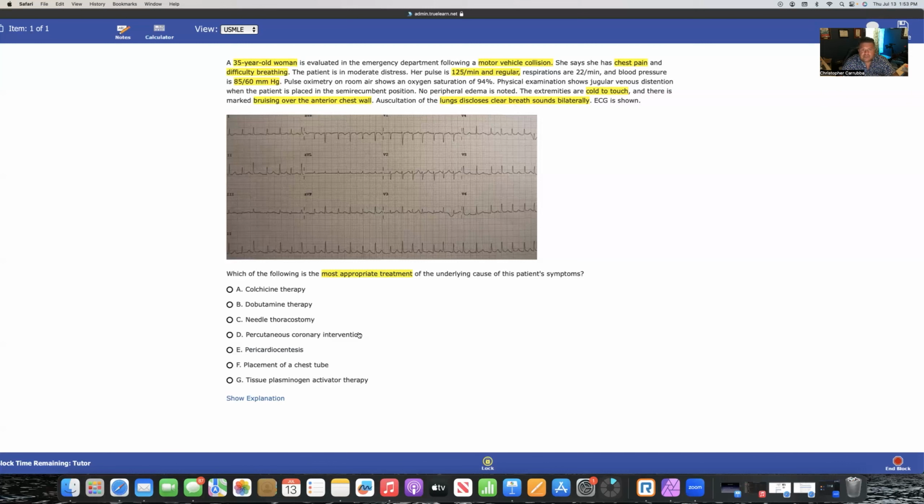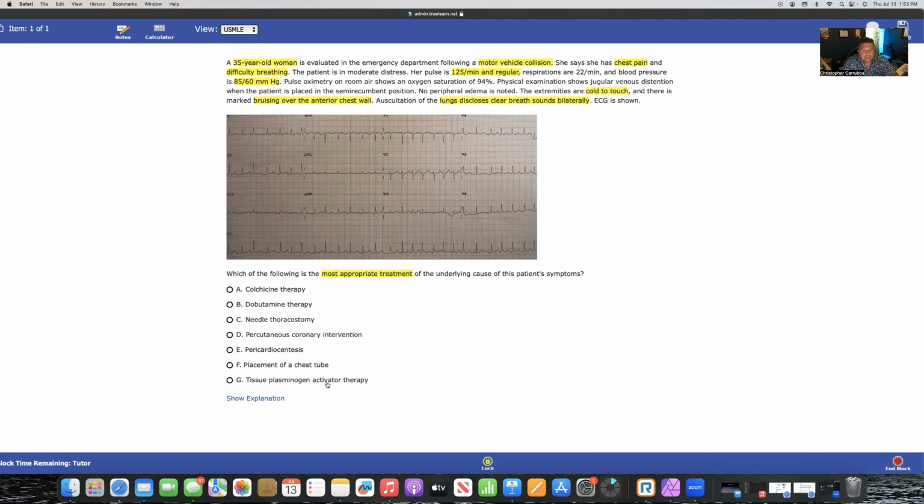PCI, obviously being used to treat an MI. Again, I've never seen a Step 2 shelf question where they're using MI as a complication of trauma. And again, we know that definitively here, we're not seeing any localized ST segment elevation. Pericardiocentesis, obviously a good treatment for tamponade.